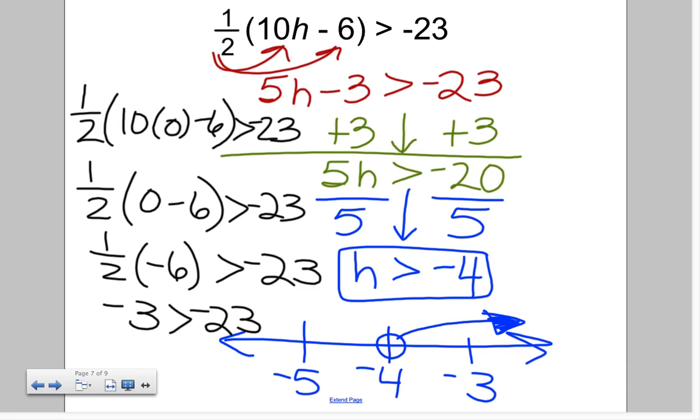You've done this, so make sure you don't forget to distribute. Remember, the only place I can see mistakes happening is with this -6, making sure that you actually distribute it to the 1/2, to get -6 versus just 6. Just make sure you get all the signs right. All right, those are just some careless things that I've seen.